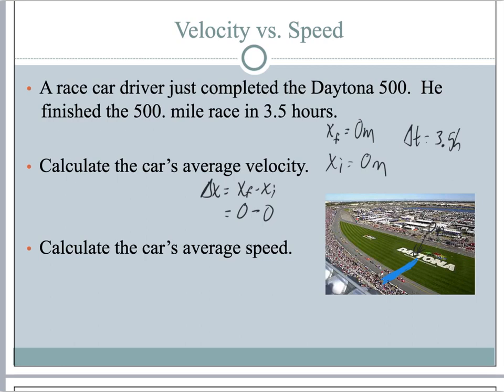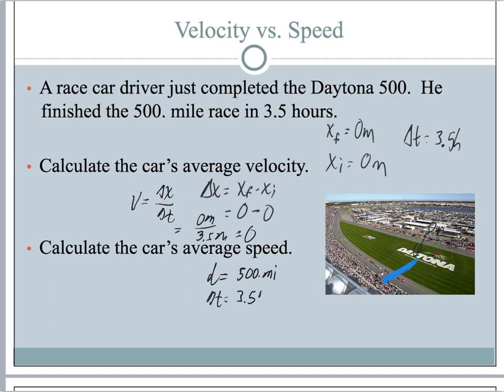So if you're trying to find the velocity in this problem, it's going to be delta x over delta t. It's going to be 0 meters over 3.5 hours. And of course, that's 0. So this is kind of a trick question. You were asked to find the average velocity for this car race, and the displacement is 0. But the speed is a little different. The distance, now remember, distance, not displacement, is 500 miles. The change in time is still 3.5 hours.